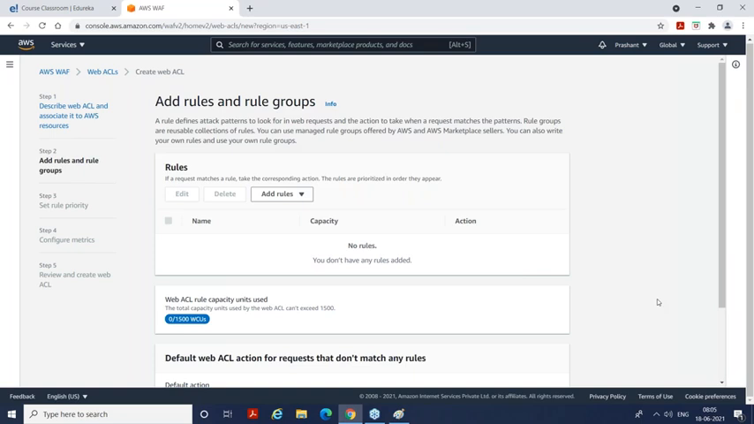Then if we need to allow traffic from India, then that needs to be the first rule. Absolutely, yes. You need to configure it accordingly. The logic is that simple.